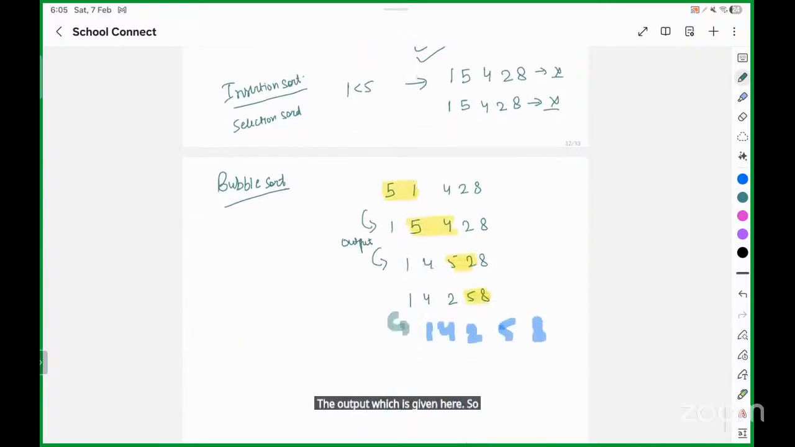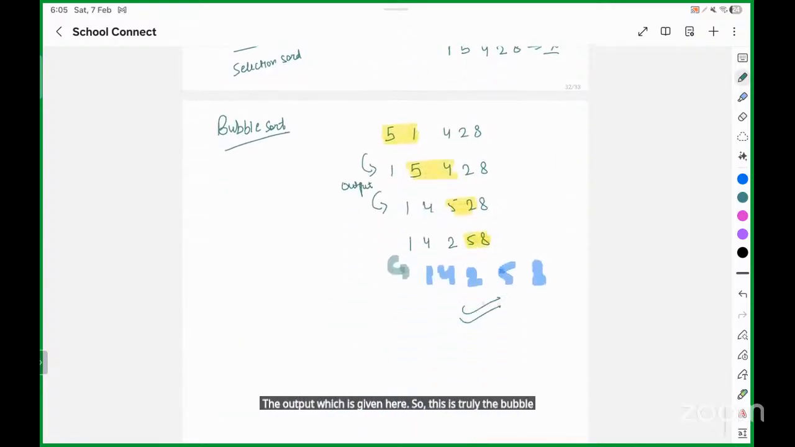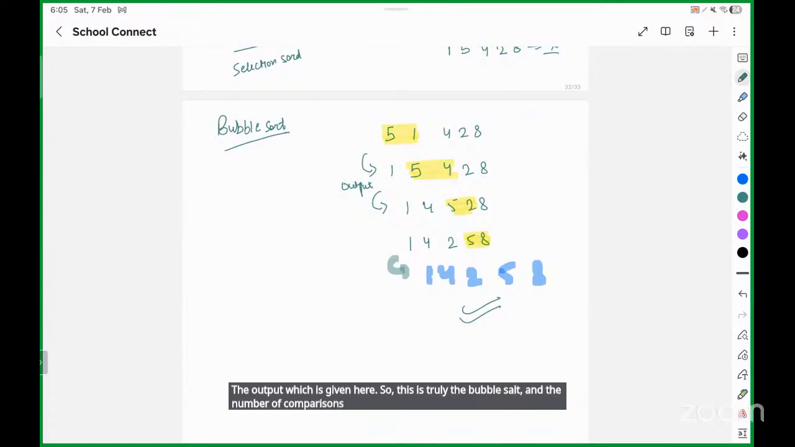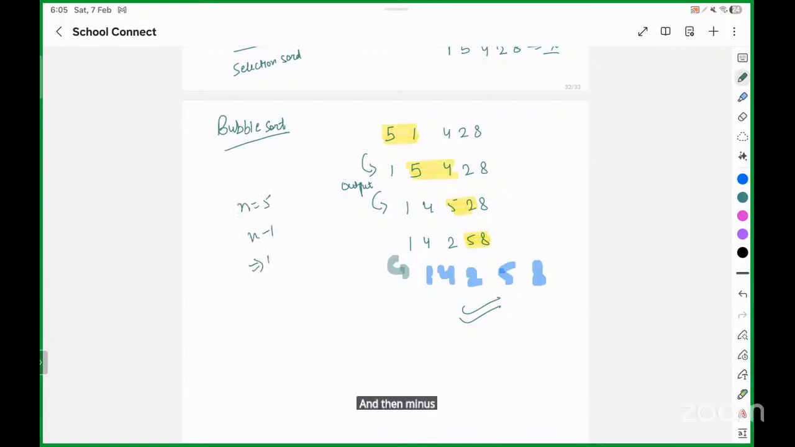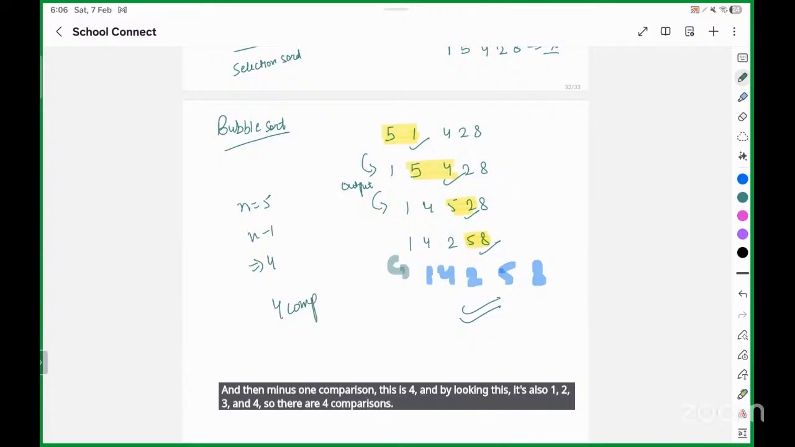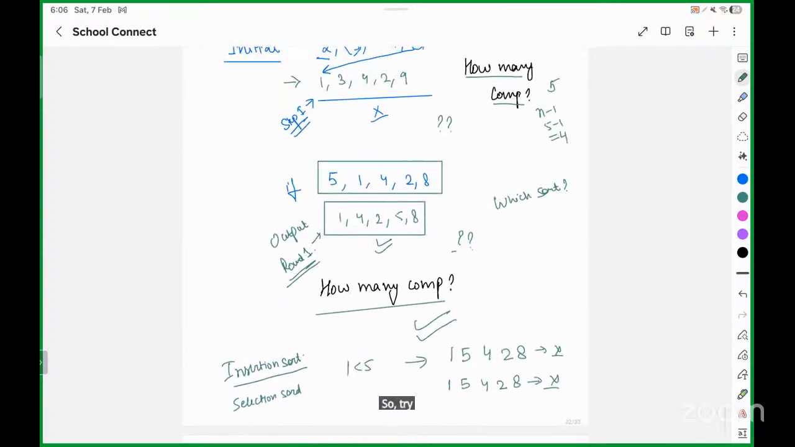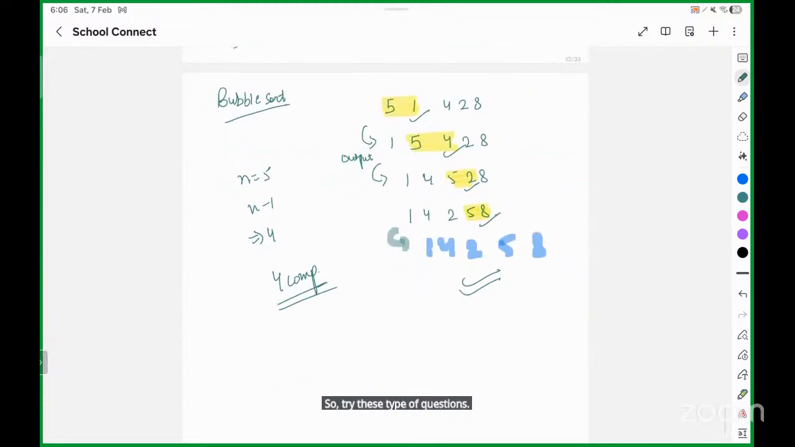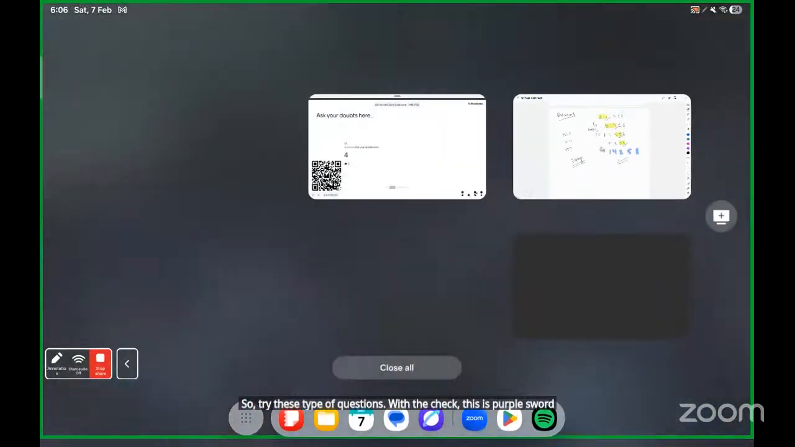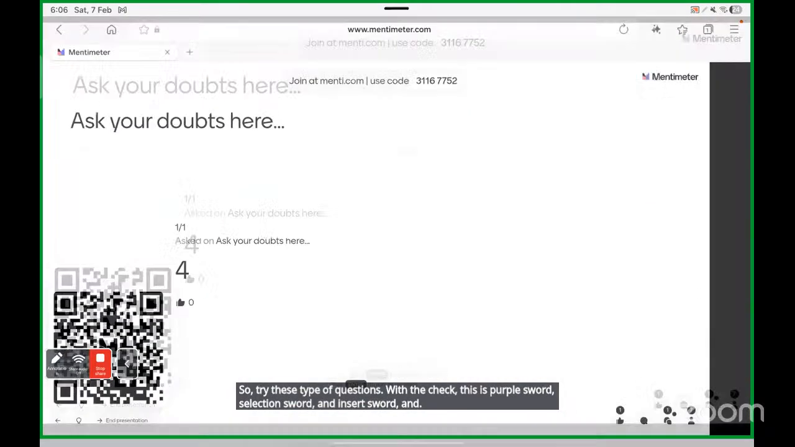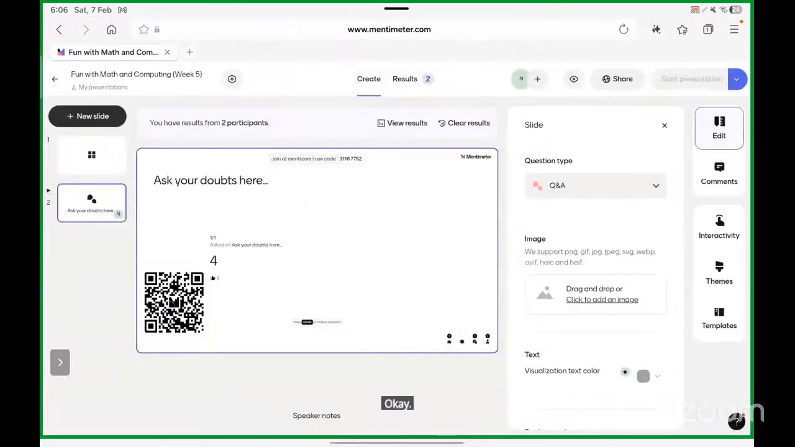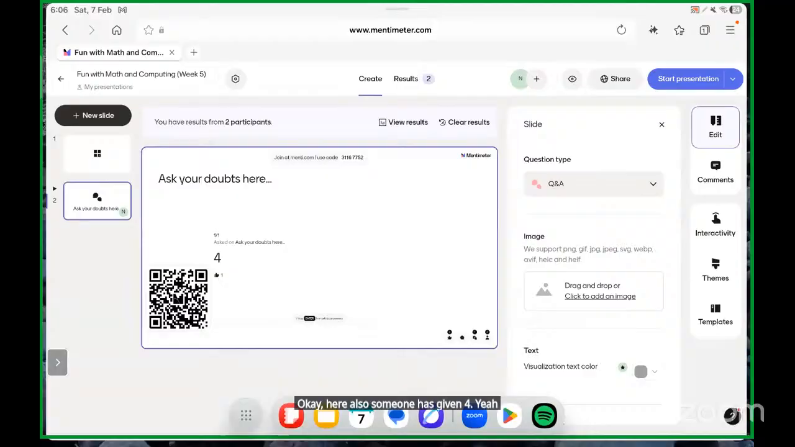So this is truly the bubble sort, and the number of comparisons is, since the length is n, n minus 1 comparisons. This is 4, and by looking at this, it's also 1, 2, 3, and 4, so there are 4 comparisons. So try these types of questions with the check. This is bubble sort, selection sort, and insertion sort. And okay, here also someone has given 4. Yeah, you are right.